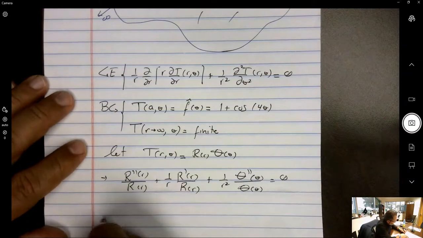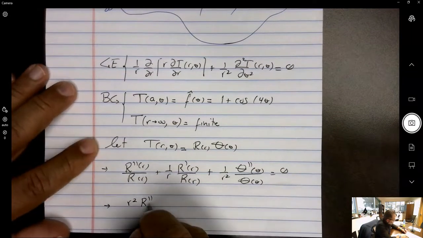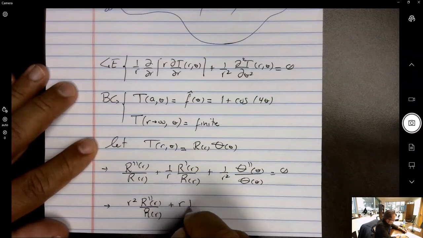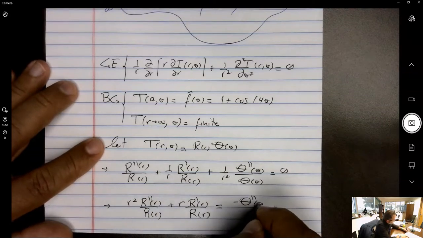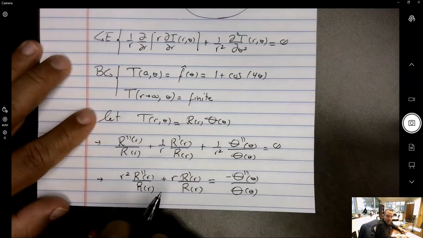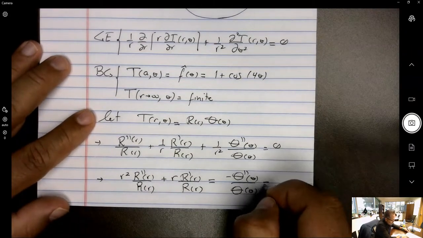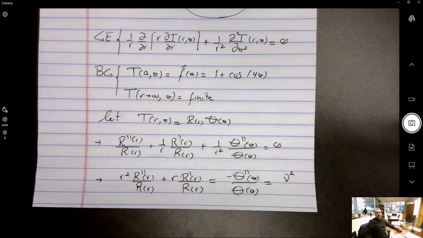And that basically means that r squared R double prime of r divided by R of r plus r R prime of r divided by R of r should be equal to minus Theta double prime of theta divided by Theta of theta. Those variables are separated, r and theta on either side. The only way this is possible is through a separation constant, and we're going to call that separation constant nu squared. Just pick a different name.